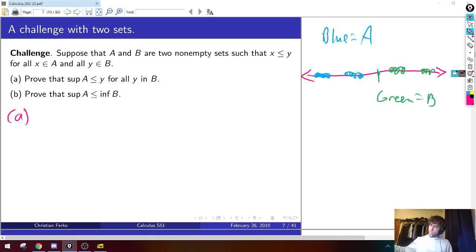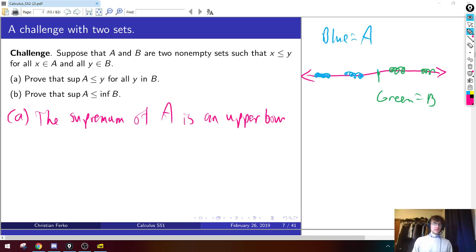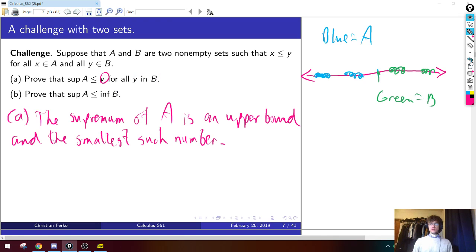So the supremum of A is the value such that it is greater than or equal to all elements of A and is the least of all such values. So you said the supremum of A is greater than or equal to all elements of A, in other words, it's an upper bound, and it's the smallest such number, right? Good. So then, if y is any element of B, how can we conclude that y must be greater than or equal to the supremum?